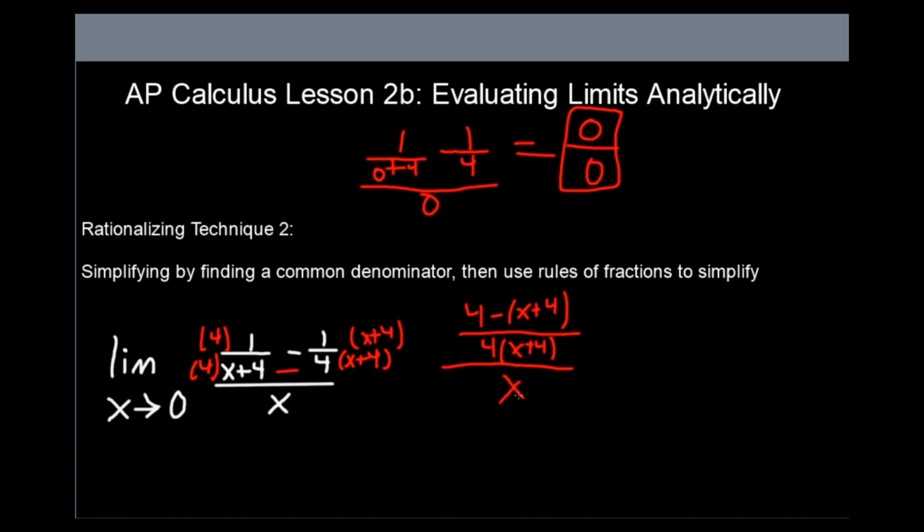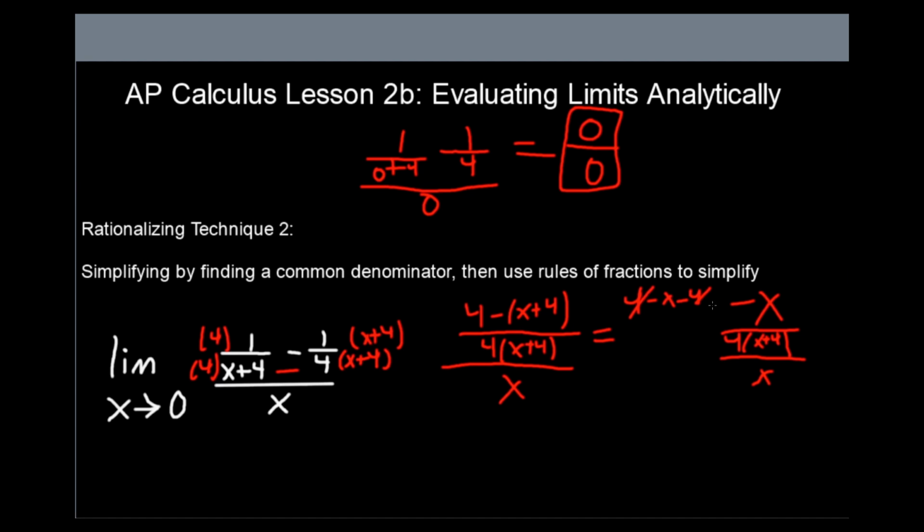Okay, so what do we do from here? Because this looks like a little bit of a mess, but we can distribute this minus sign at the top, so this will give us 4 minus x minus 4. These 4's cancel, so then now we have negative x over 4 times x plus 4, all over x. So then now, since we have like a triple kind of fraction thing right here, we have to format this correctly.